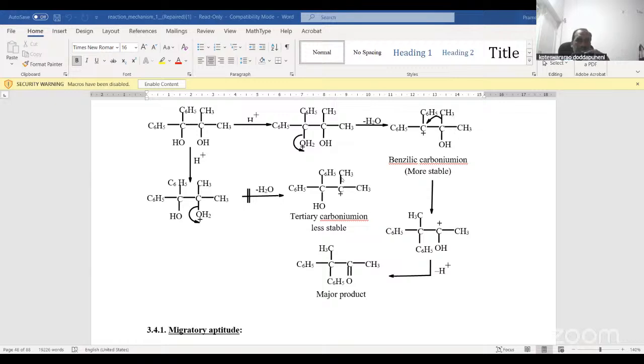In such a case, if you look here, this phenyl group is not undergoing migration. The trityl carbonium is less stable. The tertiary carbonium ion is less stable. When you compare these two intermediates, this is the tertiary carbocation and this is the benzylic carbocation. The benzylic carbocation is more stable. Due to that reason, the reaction path selects the formation of this major product.